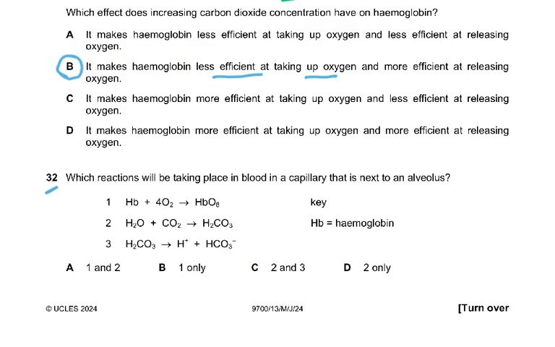Then coming to question number 32, which reactions will be taking place in blood in a capillary that is next to an alveolus? Well, it has to be only this one. Only one. That is why B is the answer. Now let's look at the other ones which are wrong. You see, this is going to happen in the tissues. The carbon dioxide diffuses and combines with water in the presence of carbonic anhydrase and forms carbonic acid. The carbonic acid dissociates into bicarbonates and hydrogen ions. Hydrogen ions, of course, bind with hemoglobin to form haemoglobinic acid, which gives up its oxygen. Now that's happening in the tissues. So you must know what is happening in the tissues and what is happening in the alveolus.